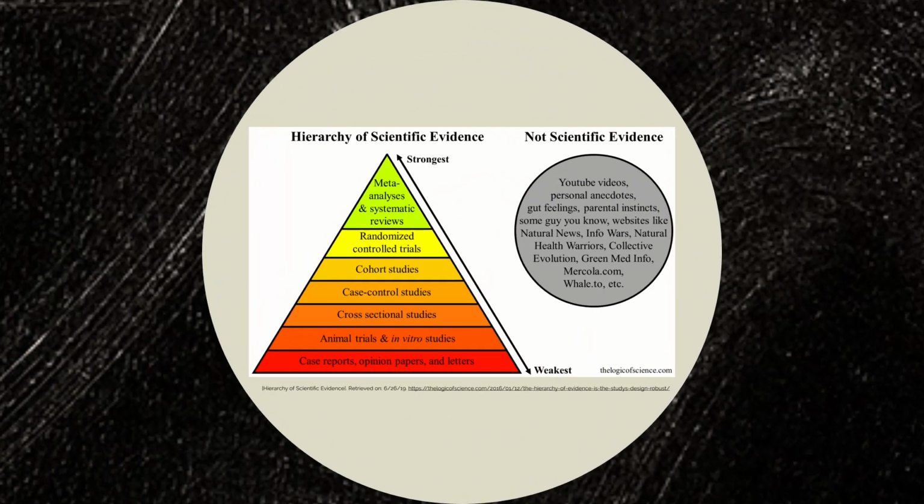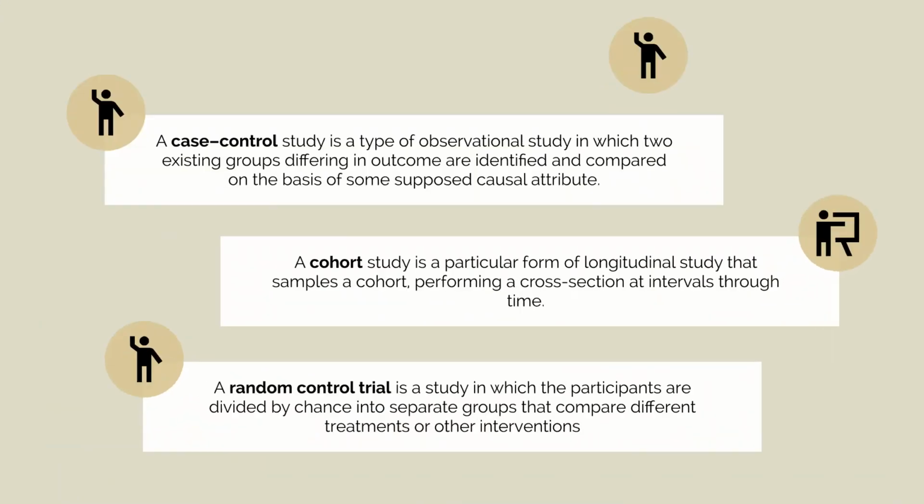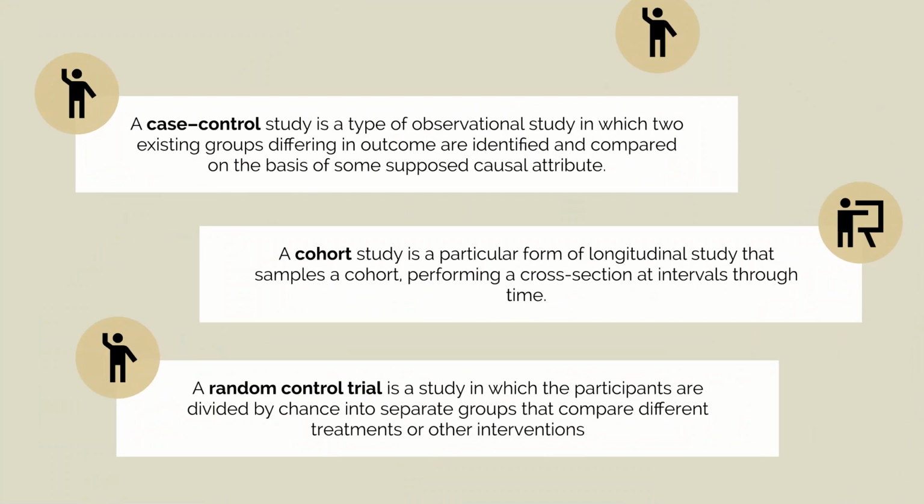The highest is systematic reviews, followed by randomized control trials, cohort studies, and case control studies. A case control is an observational study taking two different groups, differing in outcomes, and identifying and comparing causal attributes between them. Cohort studies are particular forms of studies that perform cross-sectional analysis through time, and a randomized control trial is one in which the participants are divided randomly into separate groups and compared based on the outcomes.